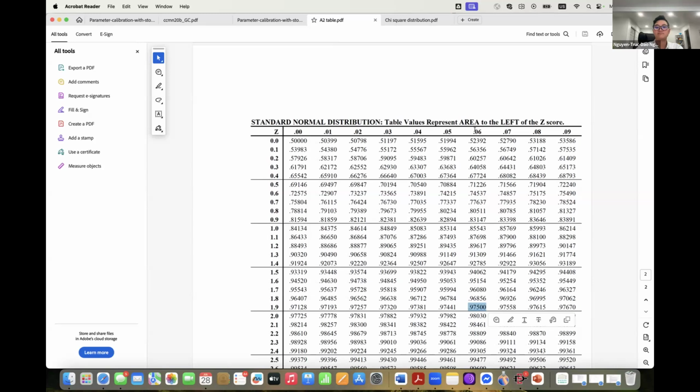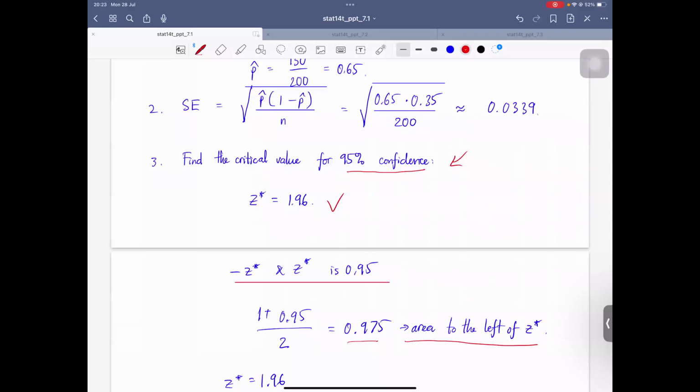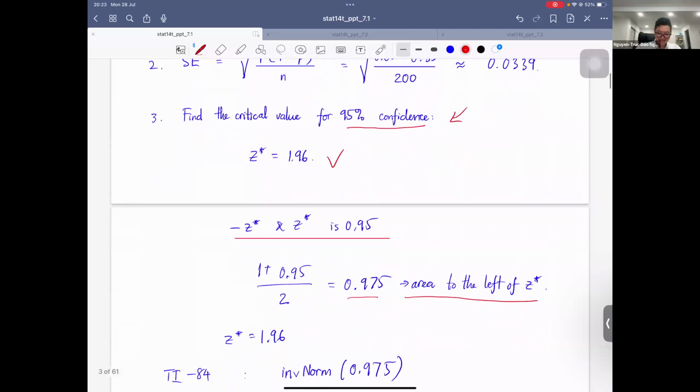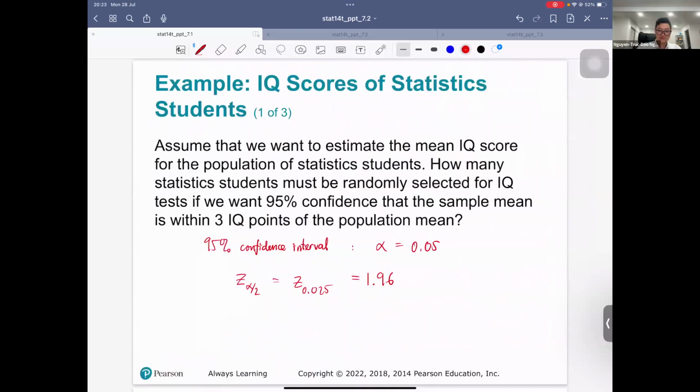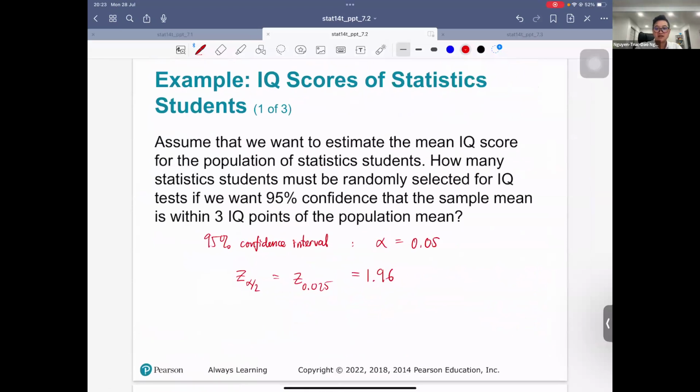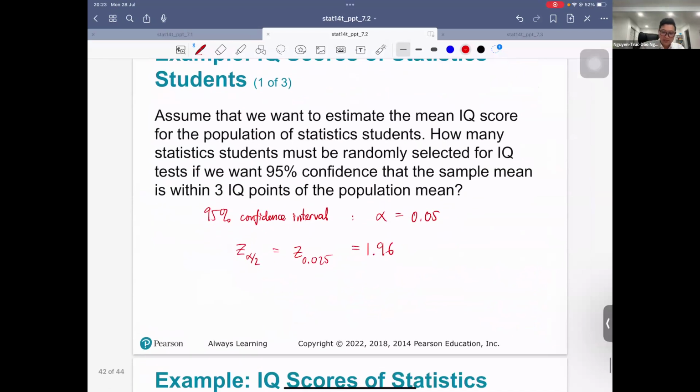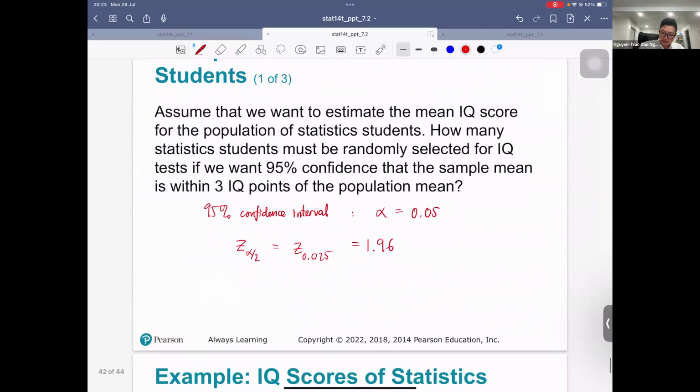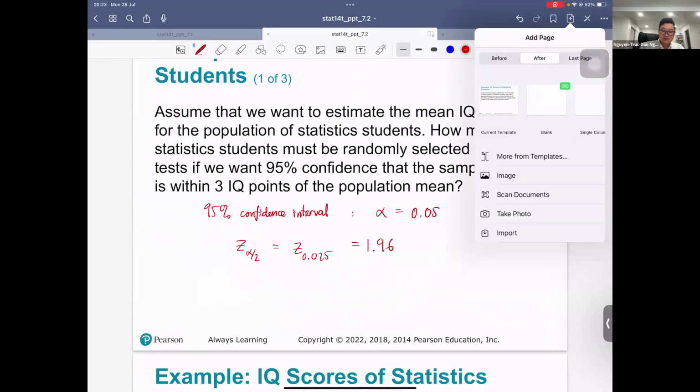Are we good? Yeah, we're good. I see. So that's why I wrote the answer 1.96 immediately. I didn't put more explanation because we did it already. And then let me open another one.